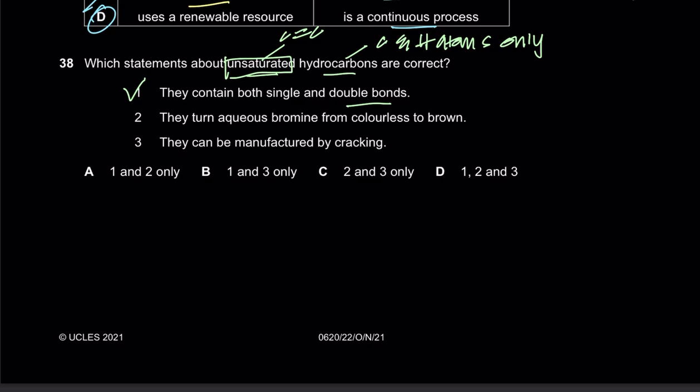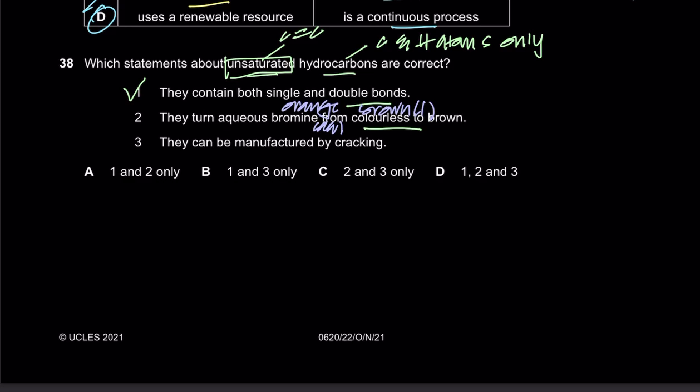They turn aqueous bromine from colorless to brown. Oh, sir, aqueous bromine is not colorless. Yaar, aqueous bromine is orange or brown. Orange if it's aqueous, or brown if it's liquid. So even this statement in itself is wrong, because aqueous bromine is orange, not brown. So it goes from orange to colorless, not from colorless to brown.